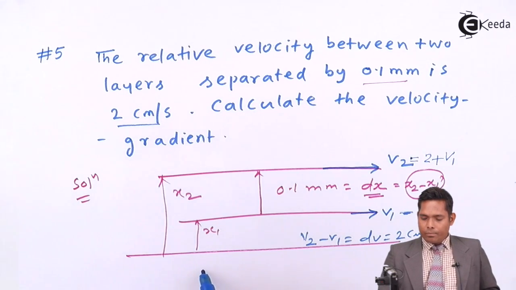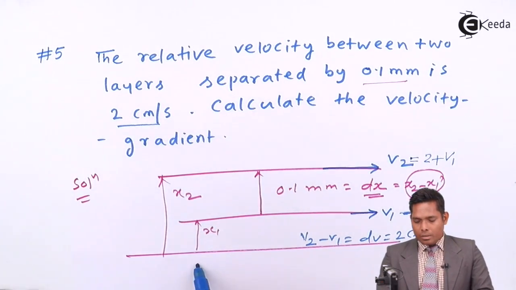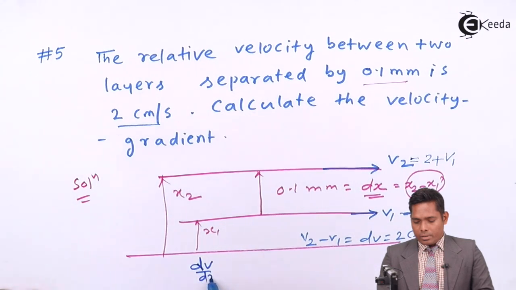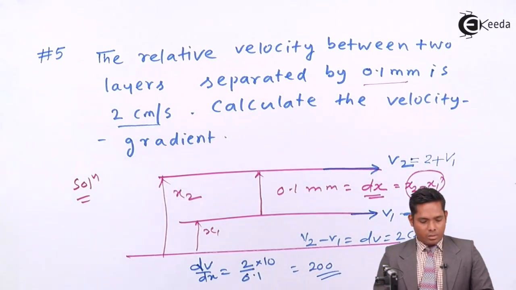So you put dv by dx, then you will get the answer: dv by dx is 2 divided by 0.1 mm, which is 2 divided by 1/10, so it is 200 is the answer. Students, we will take one more numerical, that is number 5.